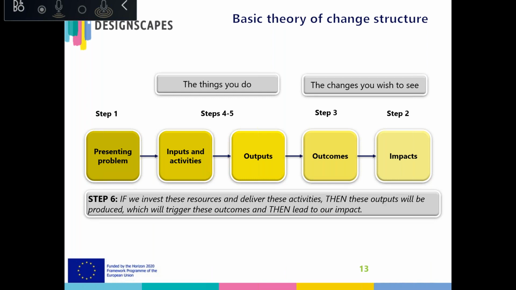And Kerstin has mentioned this in her slides beforehand. Once all of the key components are broken down and described, what a project team tends to do in a theory of change process is articulate how each component of the project links to the other. Normally this is done by organizing the information into what you might often see referred to as if-then statements. So if we invest these resources and deliver these activities, then we will produce these outputs, which will trigger outcomes and then lead to our impact.